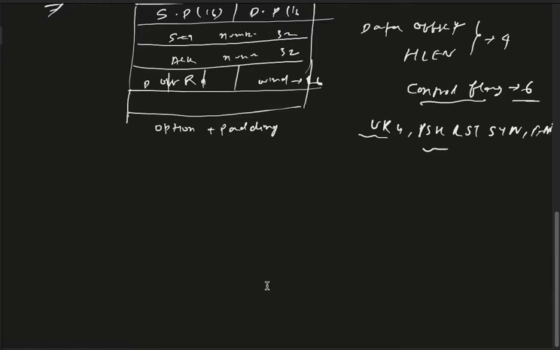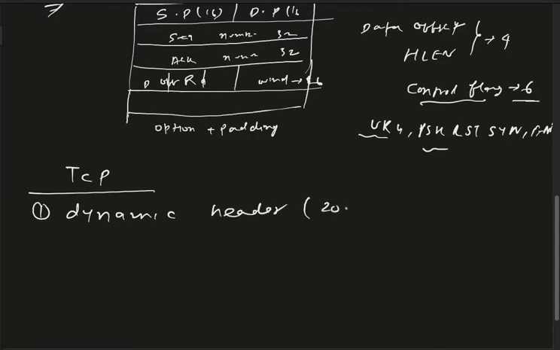Very important questions. TCP has a header. First, in TCP the first point is a dynamic header, a 20 to 60 byte dynamic header.